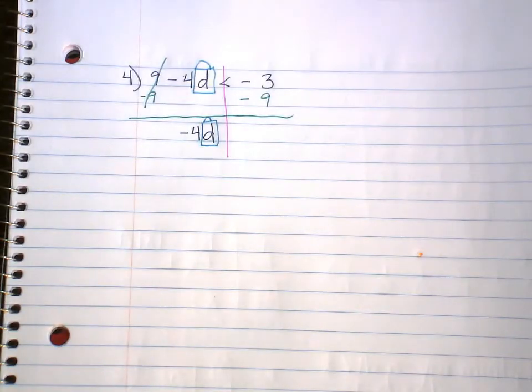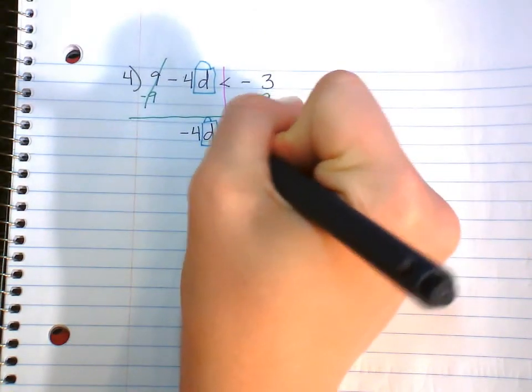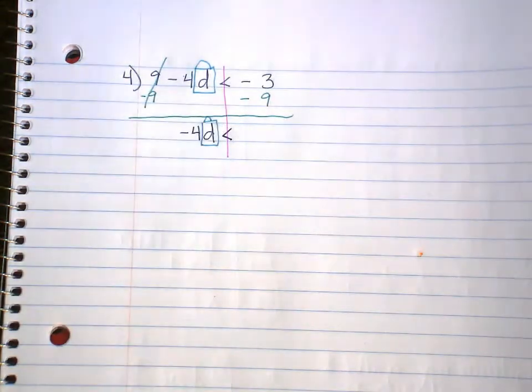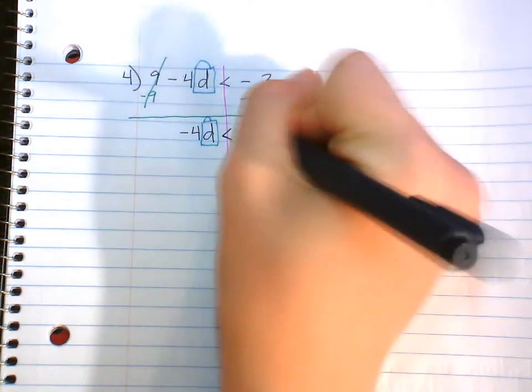Okay, did we divide or multiply by a negative? No, all we did was subtract 9. So the sign stays the same. Negative 3 minus 9. Okay, that's negative 12.